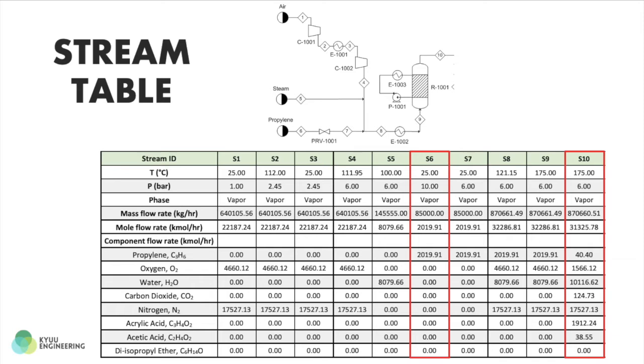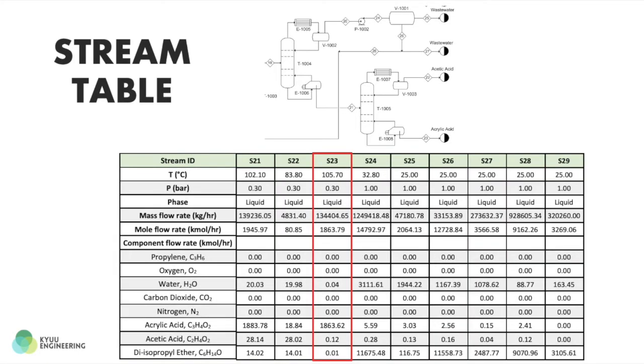This is the first part of our stream table. S6 is our main feed inlet where propylene is fed at 85,000 kilograms per hour. Next, the two-step oxidation reaction occurs in our fluidized bed reactor, which produces 1,912 kmol per hour of acrylic acid and 38 kmol per hour of byproduct acetic acid. Then at the second distillation column, our main product stream, S23, has a mass flow rate of 134,404 kg per hour with 1,863 kmol per hour of high purity acrylic acid.